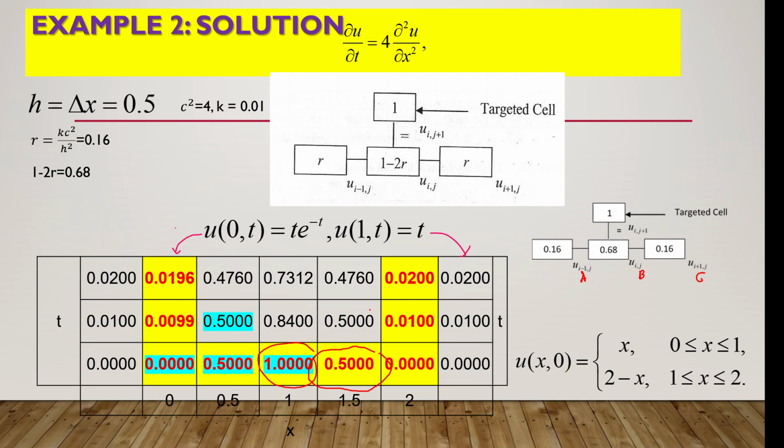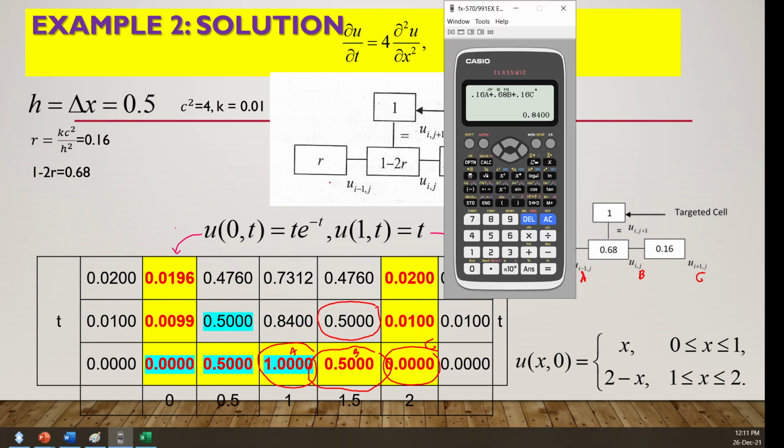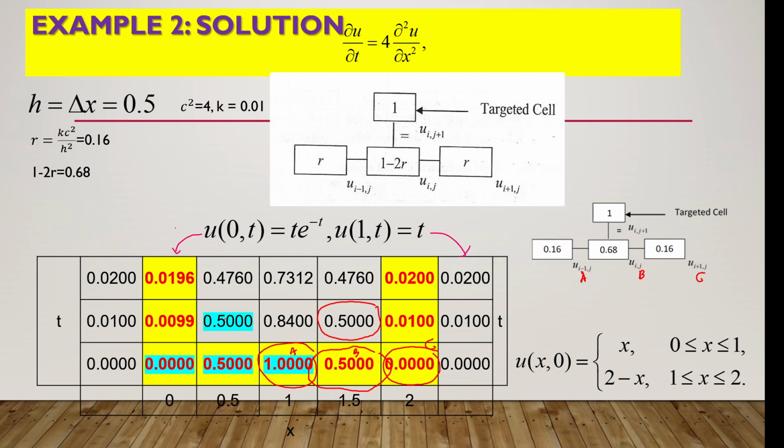Okay, now here. You target here. From the target, left is the A, center is the B, right is the C. So calculate again. A is 1 here, B is 0.5, C is here 0. So you get 0.5 here. Okay, later on, you want to calculate level 2.